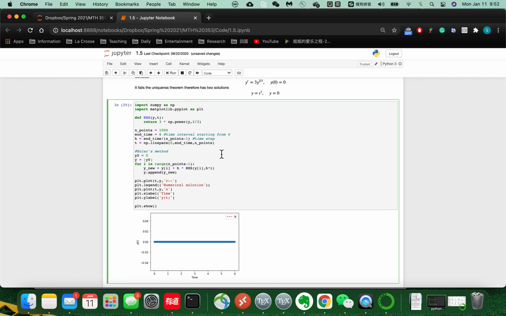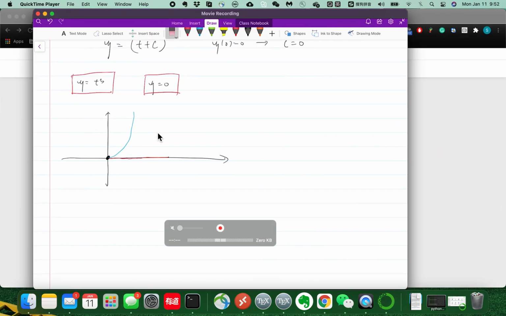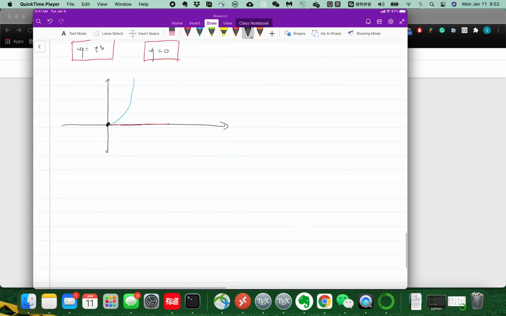Okay. And regardless of how many points you take, 10 points, well, it's going to be that. You take 10,000 points, it's still going to be the same thing. So from here, you can see your Euler's method cannot even track this solution, which is probably the solution we are interested in. And why is that?